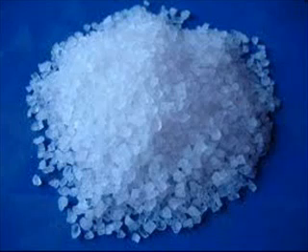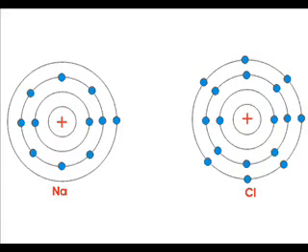To understand the process, we will consider the structure of sodium chloride. Sodium chloride is the common salt we use in our day-to-day life. The atomic numbers of sodium and chlorine are 11 and 17 respectively. That means a sodium atom has 11 electrons and a chlorine atom has 17 electrons in their orbits. Sodium has only one single electron in its outermost or valency orbit, whereas chlorine contains 7 electrons in its outermost orbit.